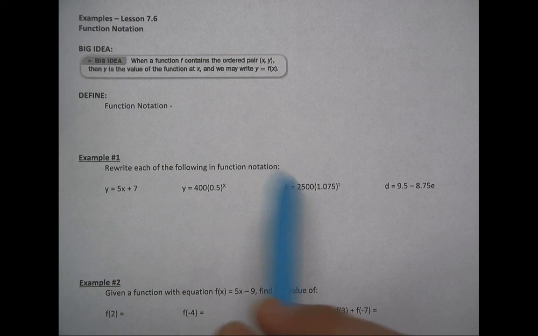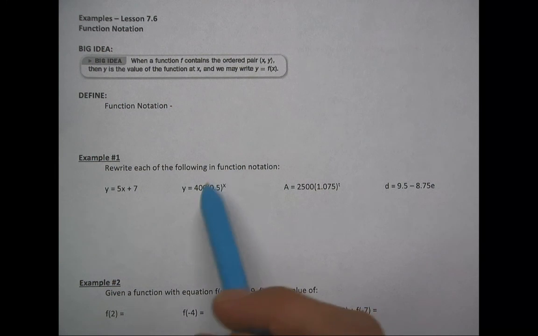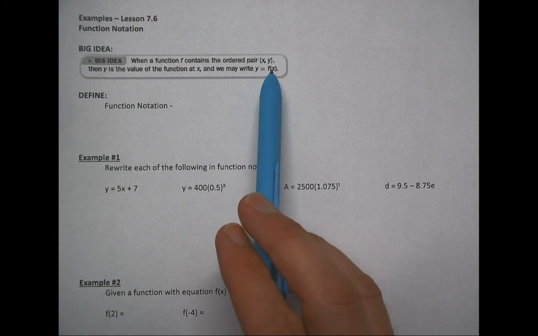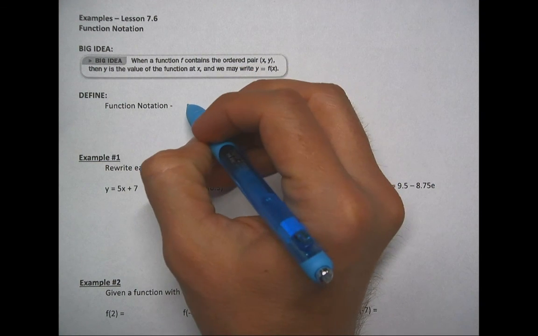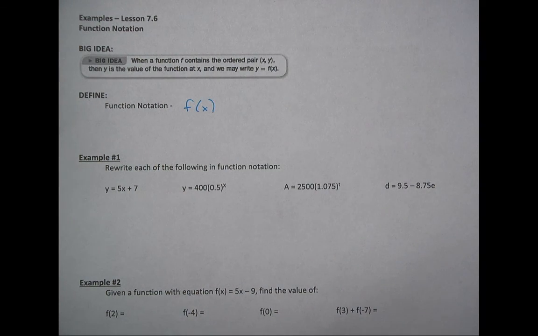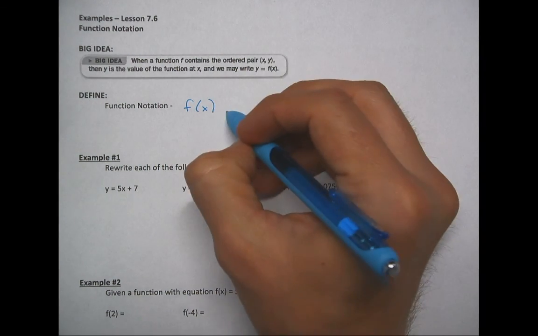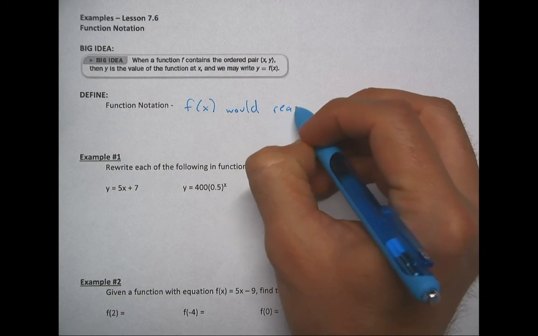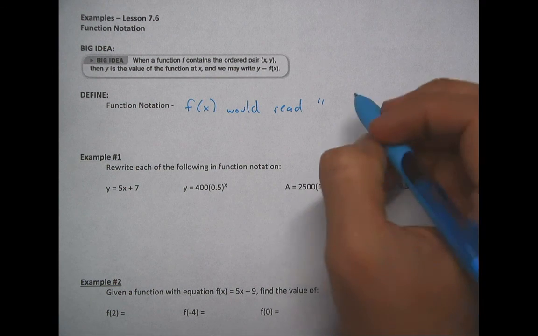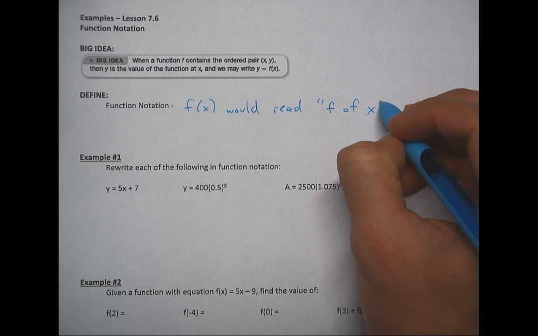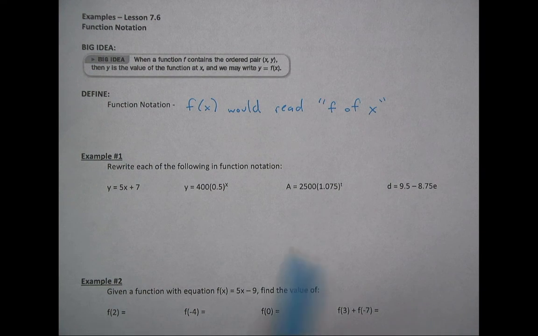So we're going to be talking about function notation. We're going to be talking about rewriting these using f of x instead of y. And this is basically just the function of x. So function notation looks like this, and you would read it, we'll put this in quotes so you know, "f of x." That's how you're going to read this.